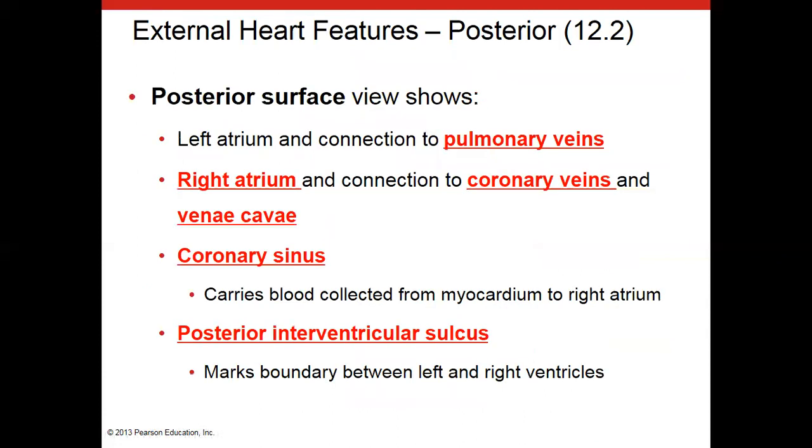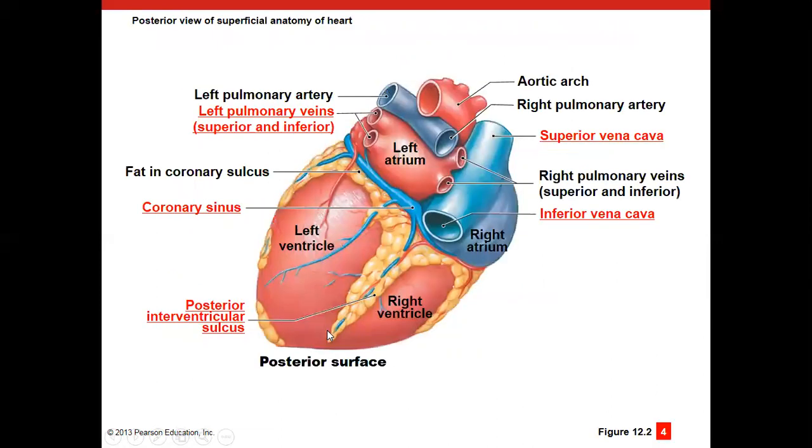On the posterior surface, there are some pulmonary veins that you can see. The right atrium has connection to the coronary veins. There are two big coronary veins, and think coronary as heart. That's the circulation, the blood that's provided to the heart. In the vena cava, you can see there's the coronary sinus we're going to talk about, and the posterior interventricular sulcus.